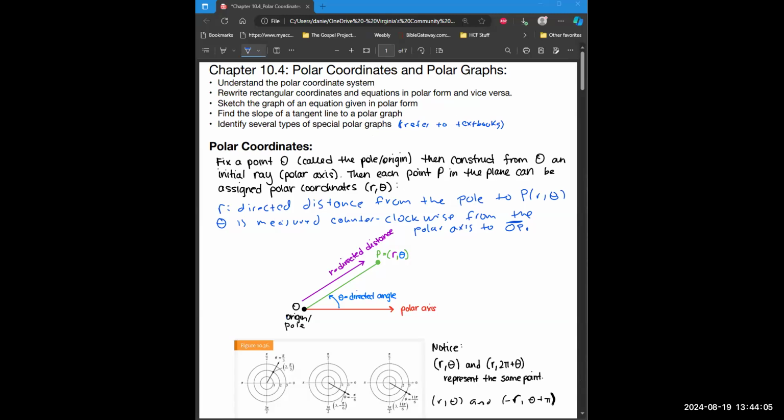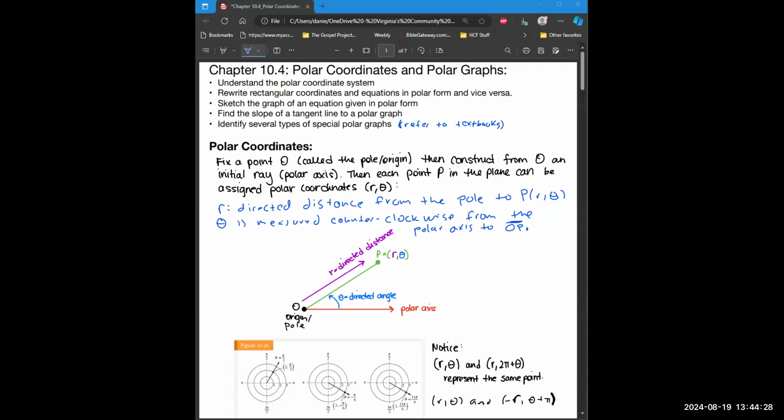And to find the slope of a tangent line to a polar graph, and then to identify several types of special polar graphs. I'll just refer you to your textbook for that. So let's go ahead and get started here by defining the polar coordinate system.